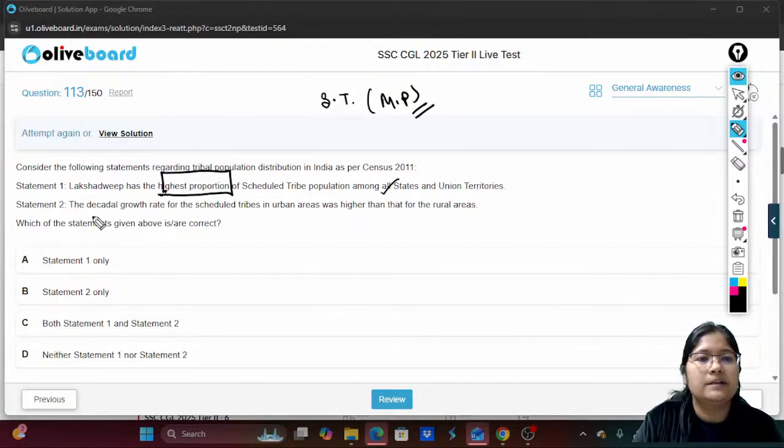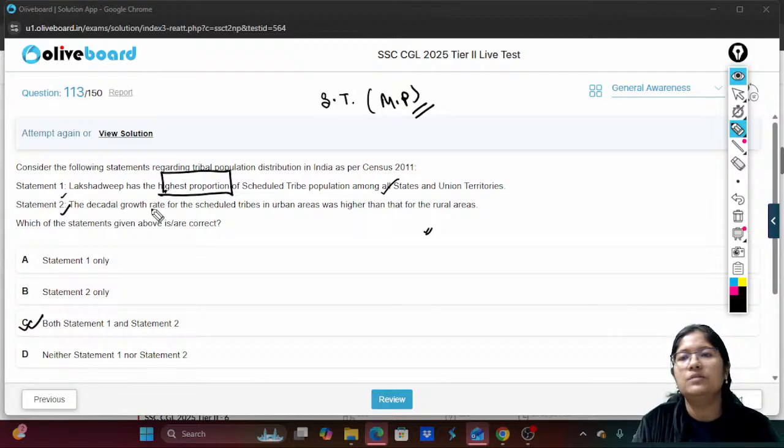Okay. The decadal growth of the scheduled tribe in urban areas is higher than that in the rural areas. So which of the following statements is correct here? Both the statements are correct here. But please remember, if you don't find the option of Lakshadweep, if they are giving you the mainland options, then you have to select Madhya Pradesh with the highest scheduled tribe population. Coming to the next question.